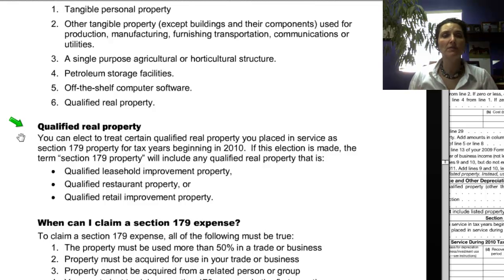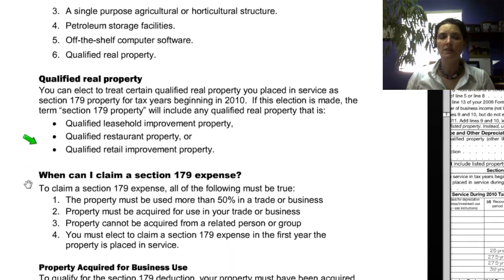So what is qualified real property? Well, you can elect to treat certain qualified real property you placed in service as Section 179 property for tax years beginning in 2010. If this election is made, the term Section 179 property will include any qualified real property, that is, qualified leasehold improvement property, qualified restaurant property, or qualified retail improvement property.